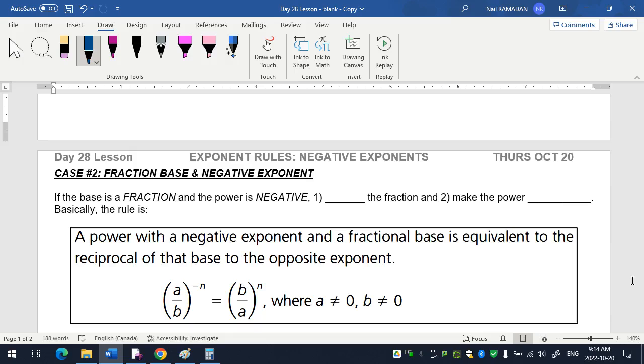What do you do when you flip a fraction? The top becomes the what? And the bottom becomes the what? That's it. What again happens to your exponent? It goes from negative to positive. Remember, it's the same price you pay for the same reward. So flip the fraction and make the power positive.